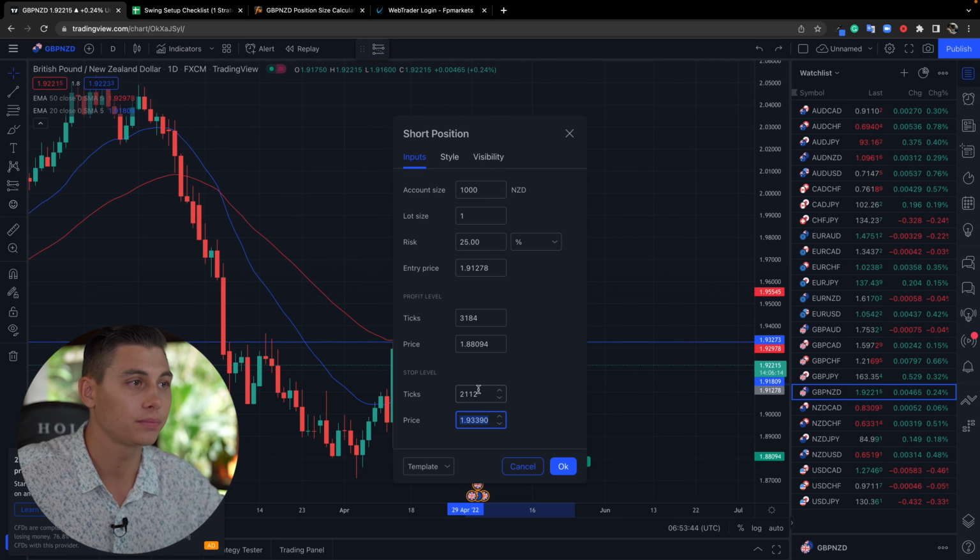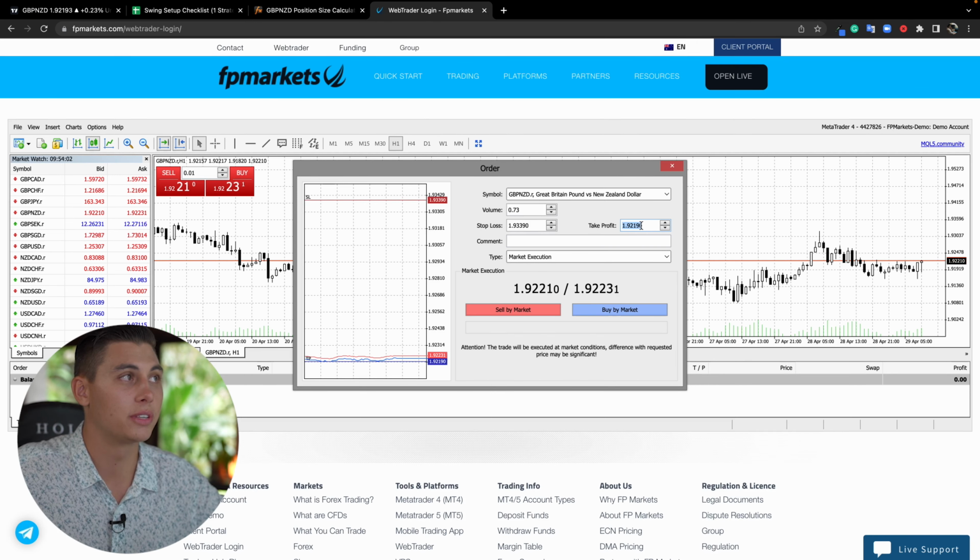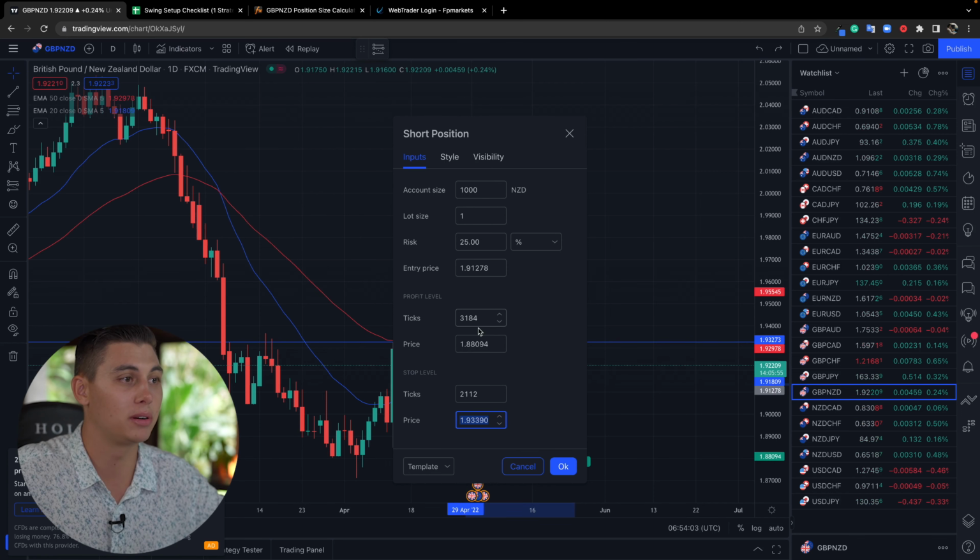Now take profit. We want 1.88094. I encourage you to have a piece of paper, pen and pad, and actually write this down before executing. So you put in your entry price, stop loss, and so on. So take profit. This might actually wipe, I remember now. Take profit, so we go 1.88094.